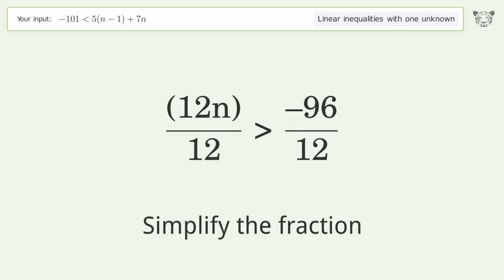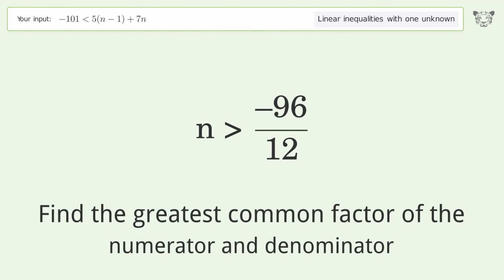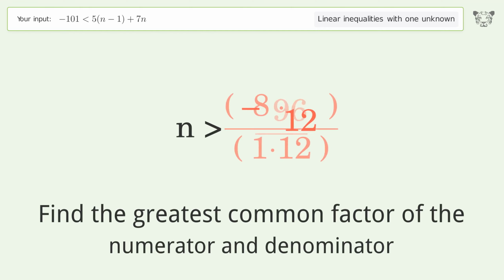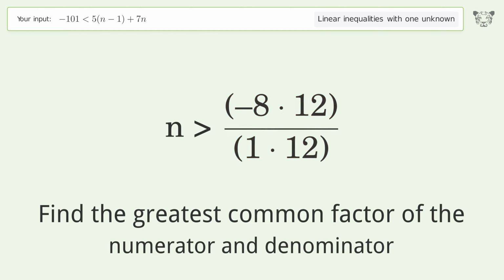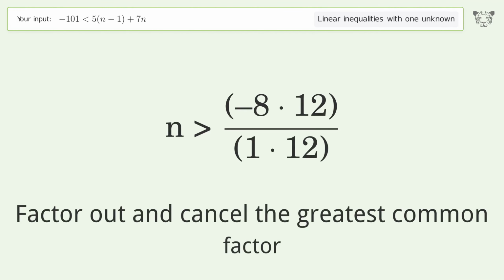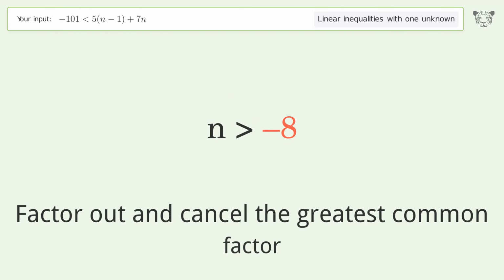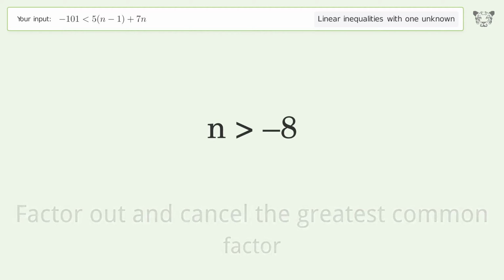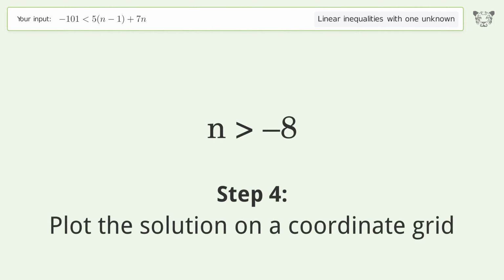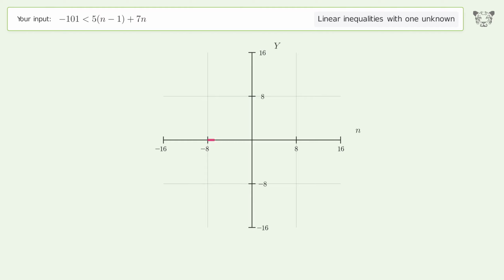Simplify the fraction. Find the greatest common factor of the numerator and denominator. Factor out and cancel the greatest common factor. Plot the solution on a coordinate grid. And so the final result is n greater than -8.